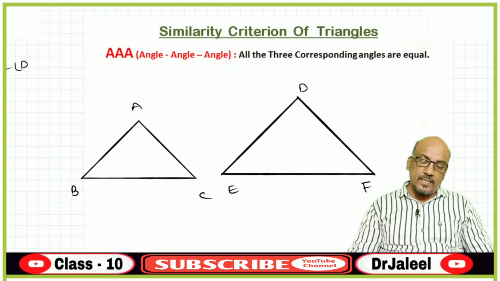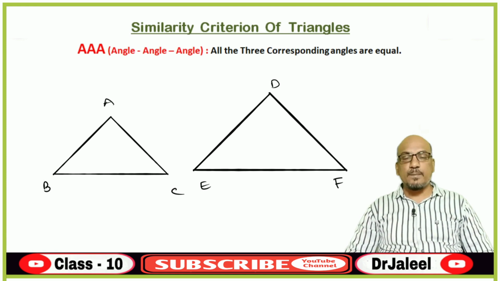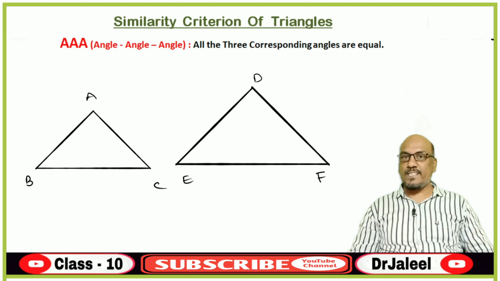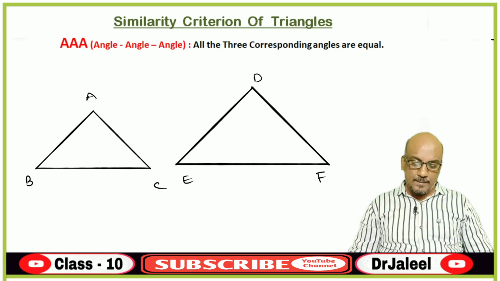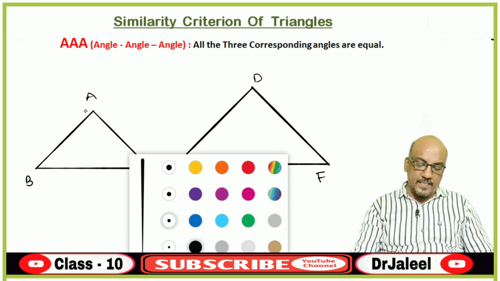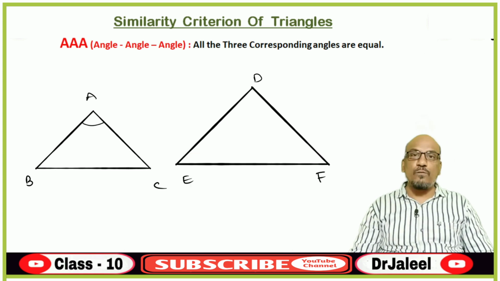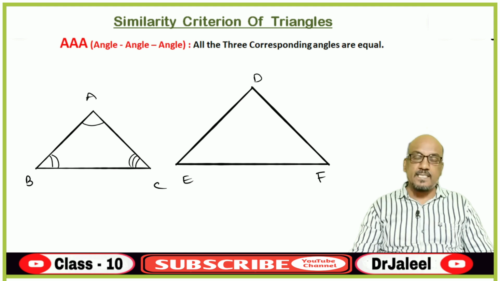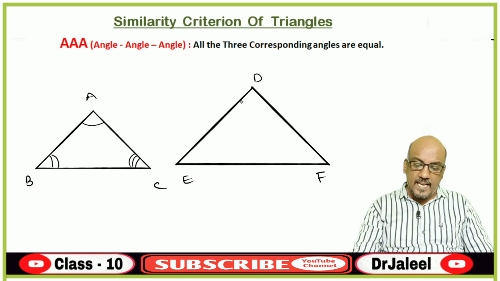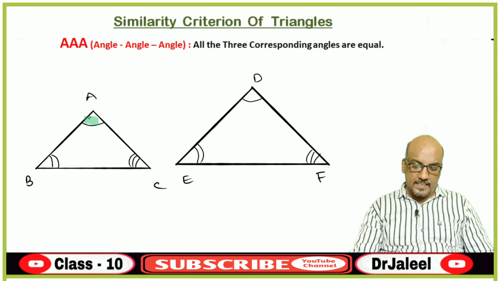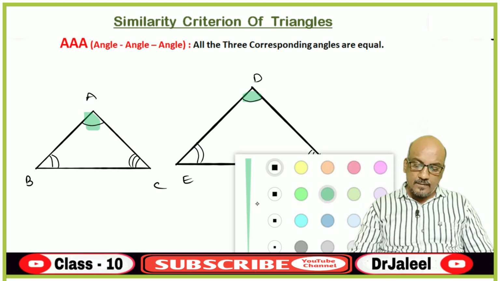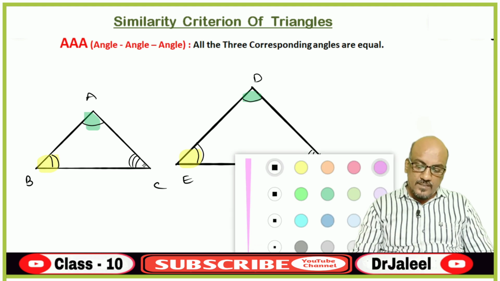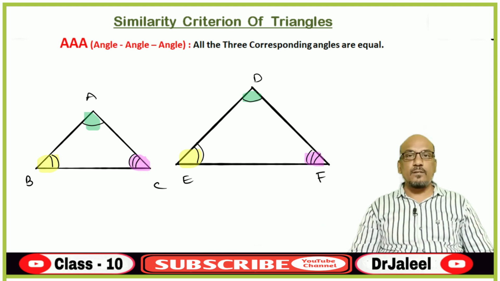Let's get into the next criterion of similarity, that is AAA similarity. We didn't have AAA congruency, but here we are having AAA similarity. What is this AAA similarity? If the three angles of one triangle, that is ABC, are equal to the three angles of another triangle, A is equal to D, and then B is equal to E, as well as C is equal to F.